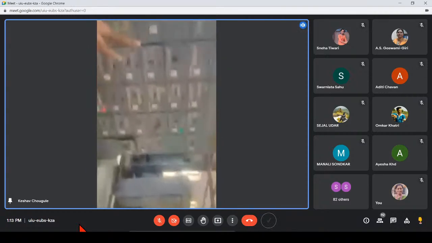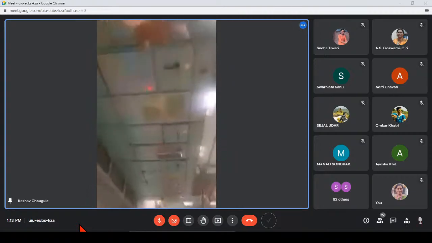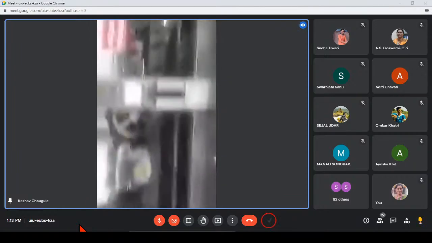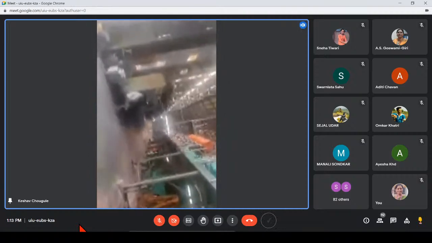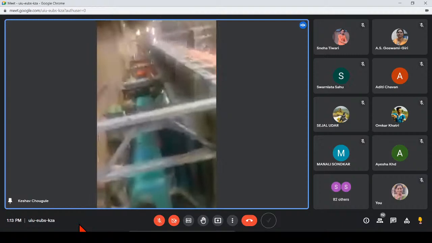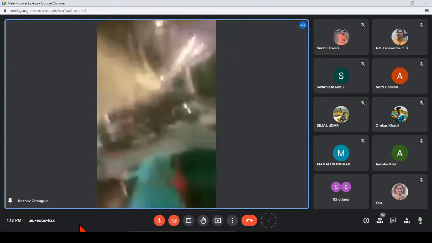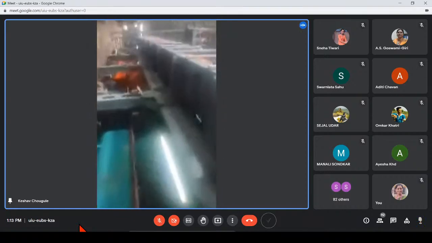All these sections, the centrifugal section, are driven by this control panel, and by the control panel all the connections of the motors are given. All these sections from this side to this side are called the sugar crystallizer. See, there is some dropping of sugar juice into that container.